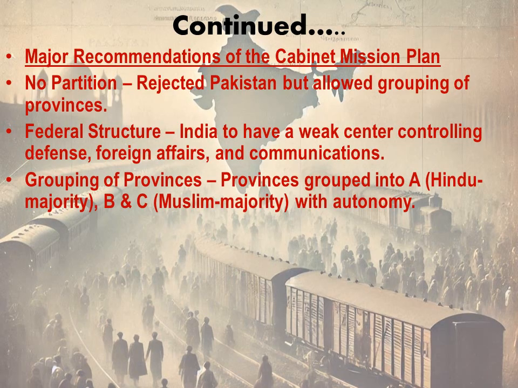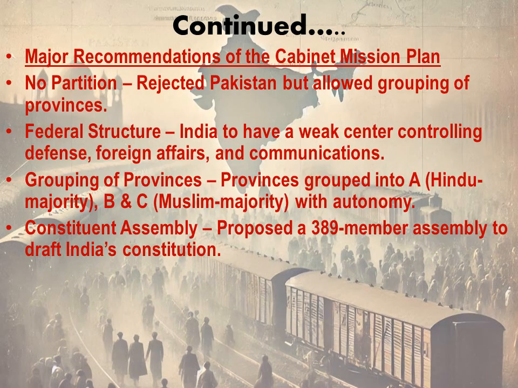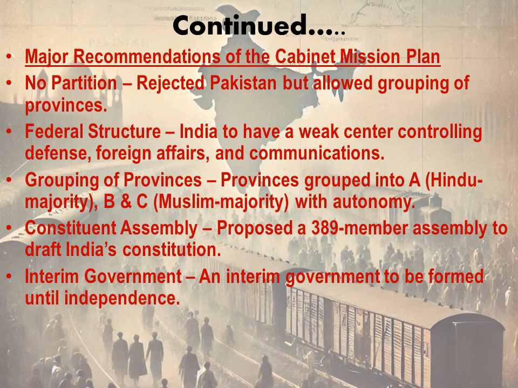Grouping of provinces. Provinces grouped into A, Hindu majority, B and C, Muslim majority with autonomy. Constituent Assembly proposed a 389 member assembly to draft India's constitution.